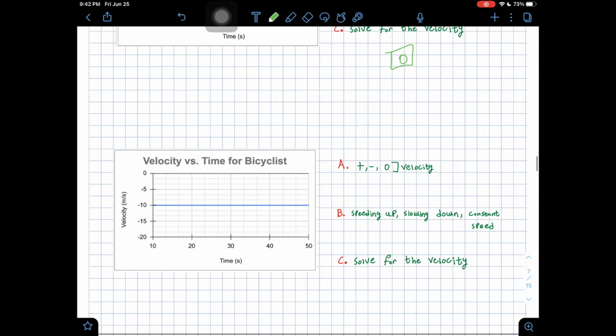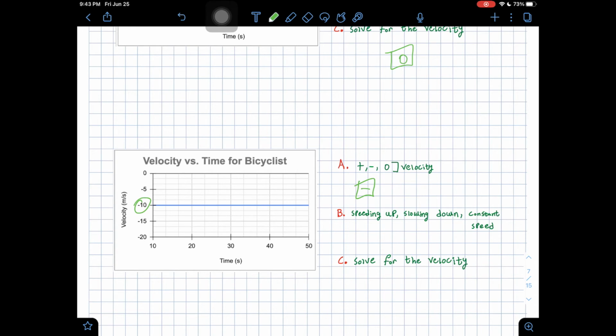Now in part 2, it's asking us to use the velocity versus time graph to answer the same types of questions. It's asking us to see if the velocity is positive, negative, or 0. Well, this is a velocity time graph, so whatever we see is going to be our answer in this scenario. If we have a velocity that is negative 10, we know it's negative, right? Because it's negative 10. So it's going to be negative.